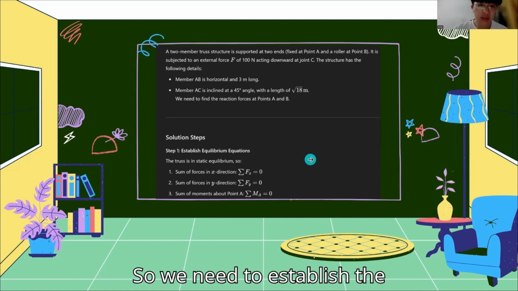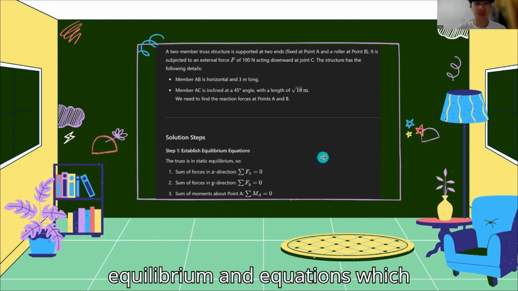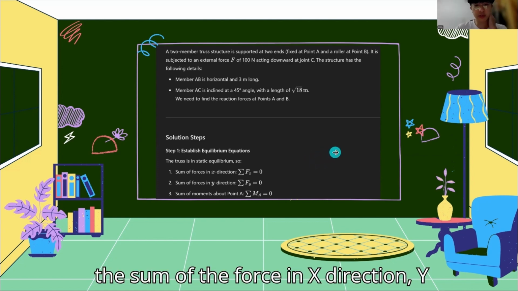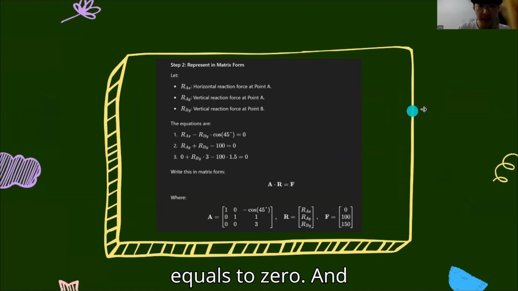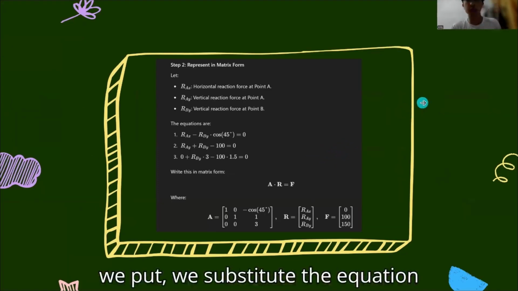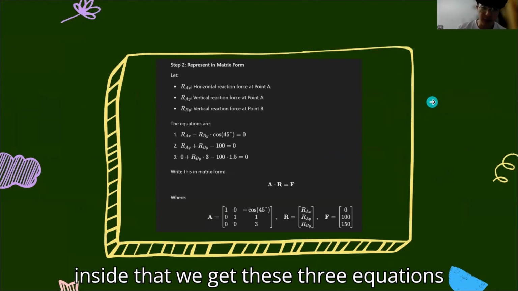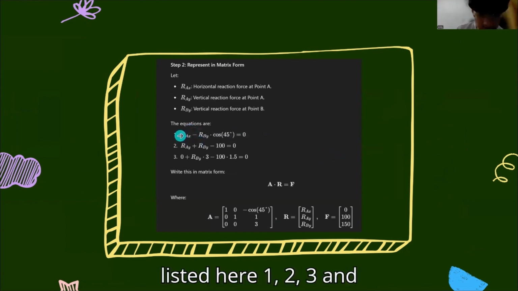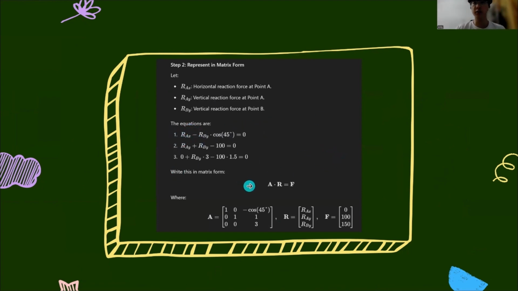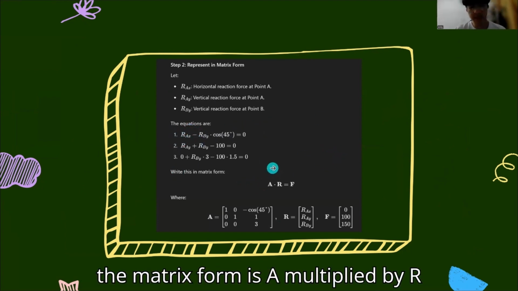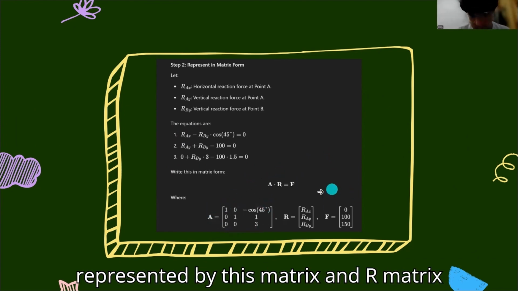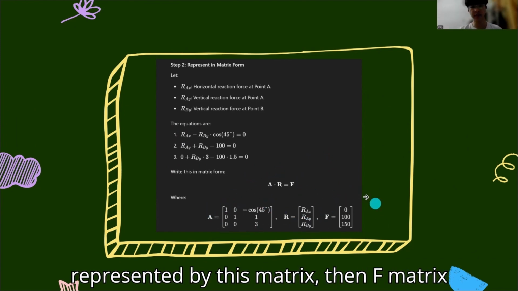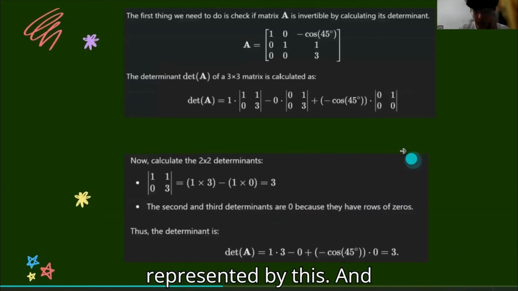So we establish the equilibrium equations, in which the sum of forces in the x direction, the y direction, and the moment about point A are equal to 0. And we substitute into the equations so that we get these 3 equations listed here, 1, 2, 3, and the matrix form is A multiplied by R equals F, where matrix A is represented by this matrix, the R matrix is represented by this matrix, and the F matrix is represented by this.